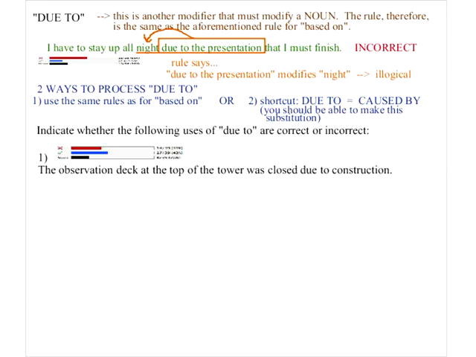Okay, if you do a grammar analysis, here's the grammar analysis. This thing is totally stranded. Because remember, closed due to construction has to modify a noun. There's no noun next to this.